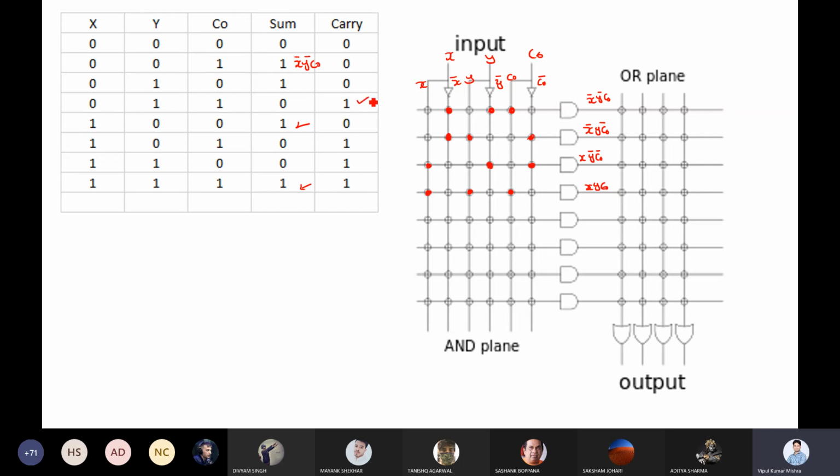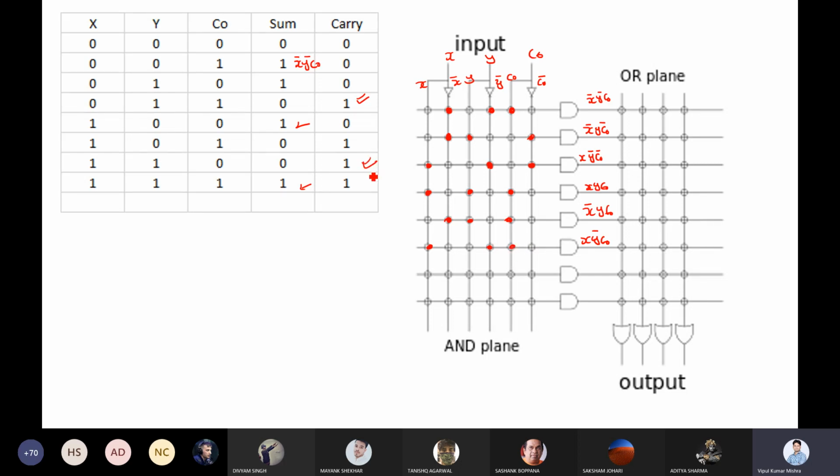Now this is also needed. So we require X bar, Y, C0. These two will also be required, so you take these two as well. So it will be X, Y bar, C0. So X, Y bar and C0.